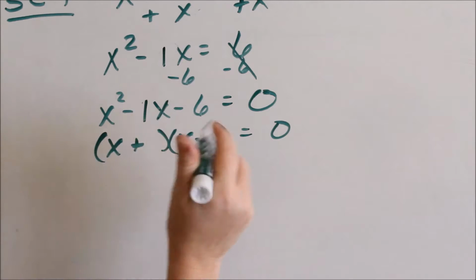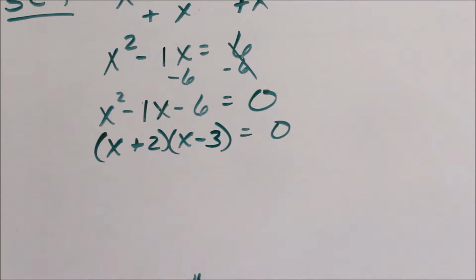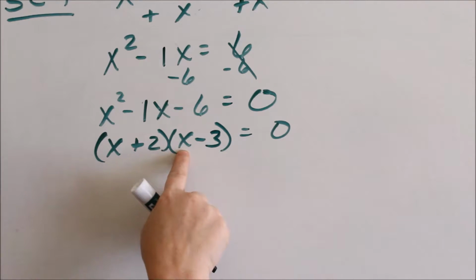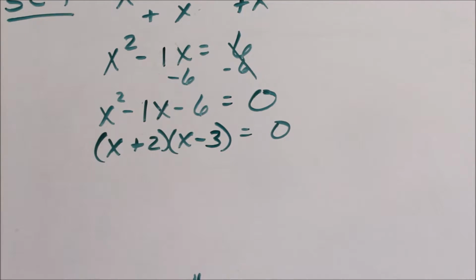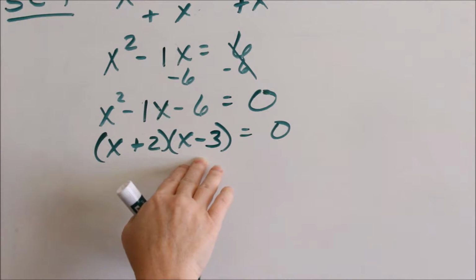Okay, so factors of 6: 3 and 2. I want this to be a negative, so my 3, my larger number, needs to be negative. Always mentally check to see if this works out. Negative 3x, positive 2x gives me a negative 1x, so that works. If you do not factor correctly, you will not get the correct solutions.